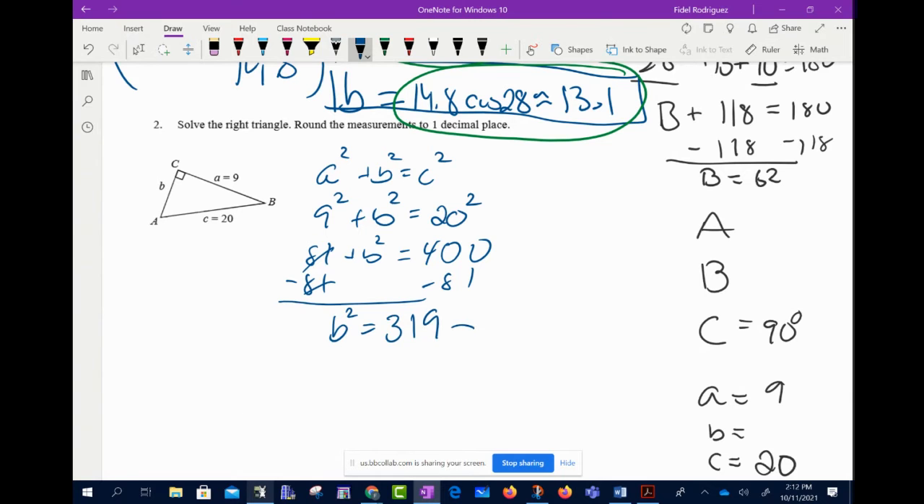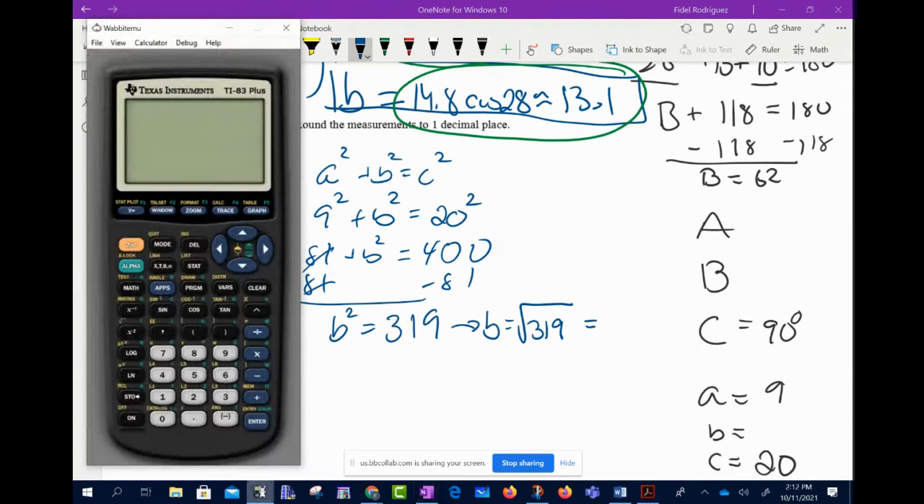319, okay. So now to find b, we're going to take the square root of 319. Anybody know what that is? Grab a calculator, turn it on. Come on, turn it on. 319. 17 and change, right? Okay, so guys, remember, we're still rounding to 1 decimal place, right?